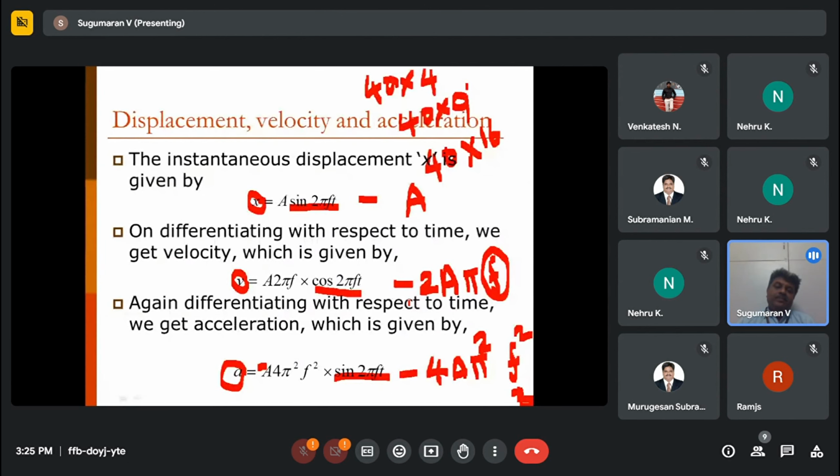Okay. So the point that I am driving home is that the amplitude of the acceleration component is multiplied by the square of the frequency component. Now, when do I choose displacement? When do I choose velocity? When do I go for acceleration?